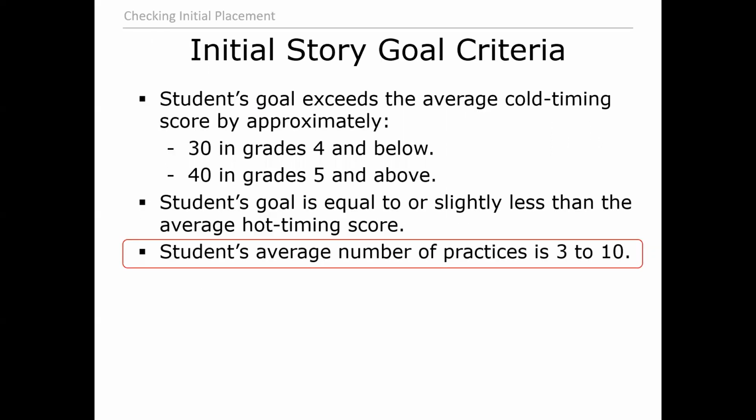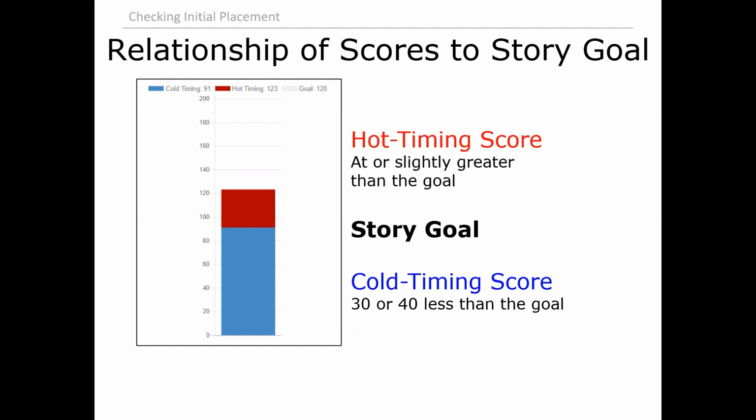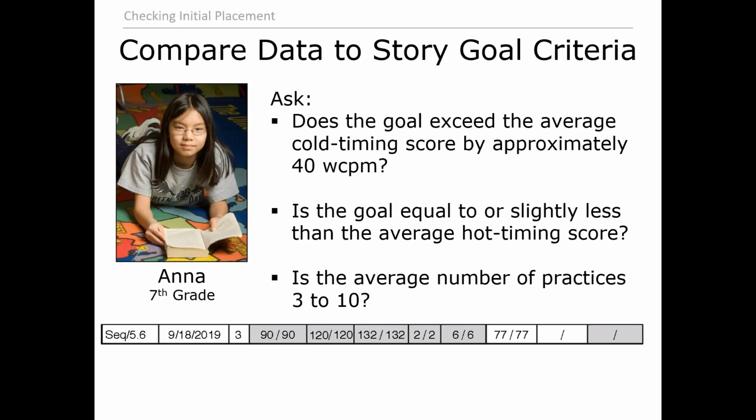So all of this information that I have on this written page is available here in picture format. So if this is an easier way for you to consume that information, you can see here that the cold timing should be 30 or 40 below the goal. The hot timing should be near, but probably a little bit above the goal, right? So let's take a look at Anna's data. We're going to ask ourselves 3 questions to decide whether or not she has the right goal. Okay, we'll have that data available to you, and we're going to ask these one at a time.